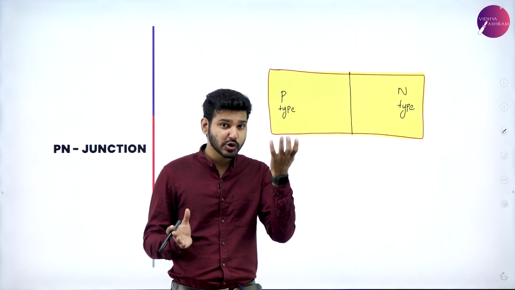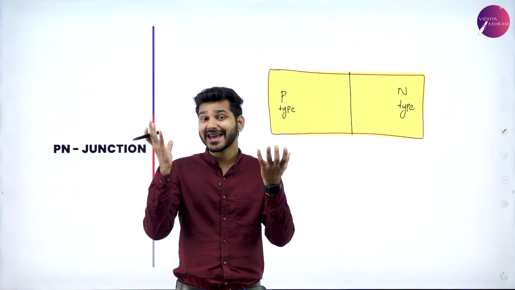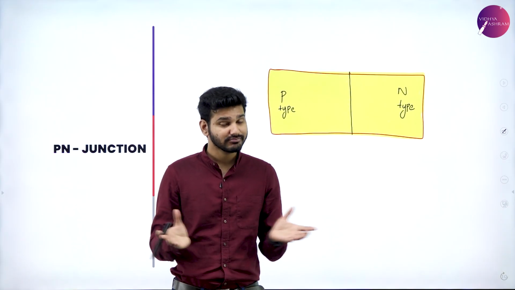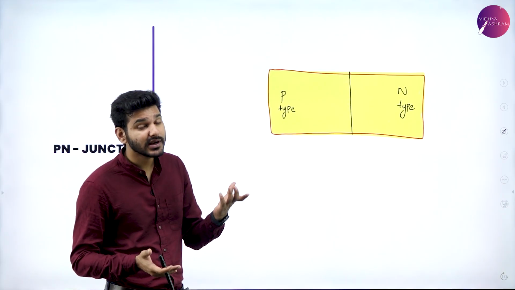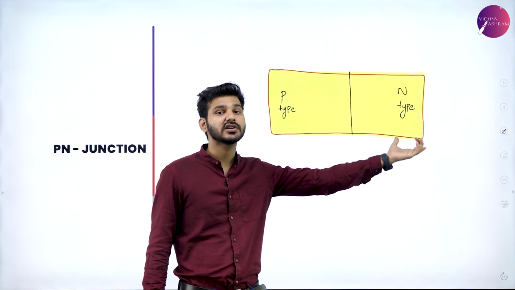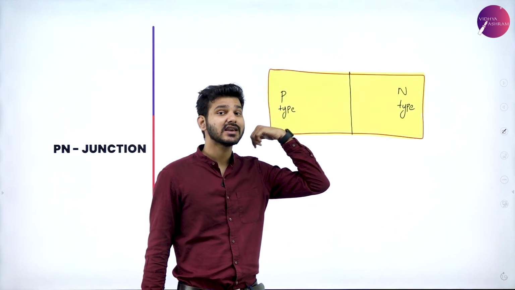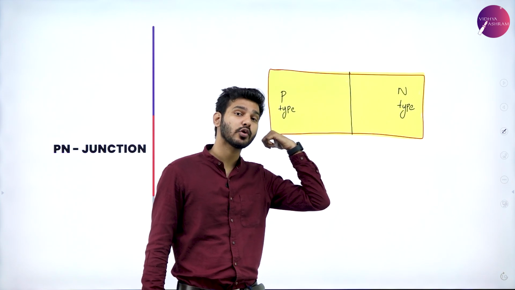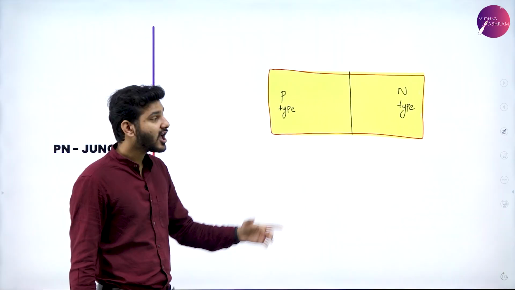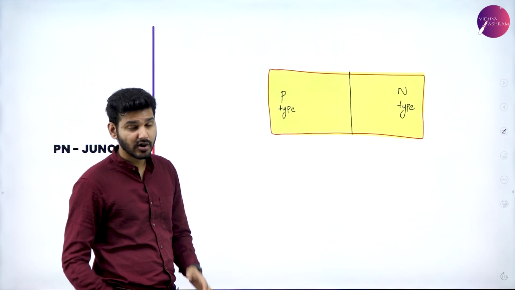So what happens when you bring in a p-type semiconductor and an n-type semiconductor together in order to form a junction? So again, what are the specialities of p-type and n-type? We already know. One is positively charged and the other one is negatively charged, which means here there is an excess of holes and here there is an excess of electrons. So obviously, when you bring these together, what happens?